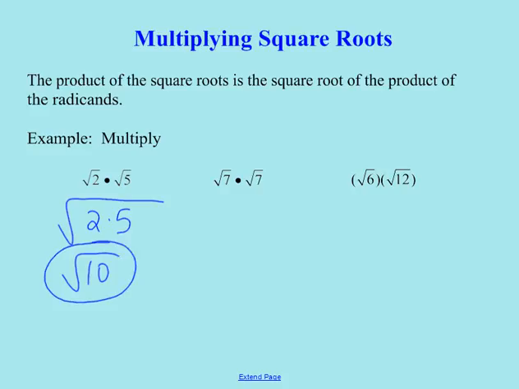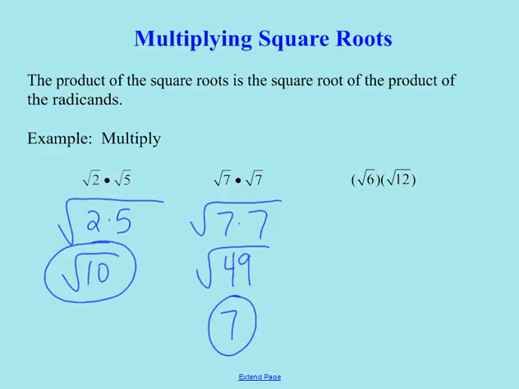Our second example, the square root of 7 times the square root of 7. So we're going to take the square root of 7 times 7. We know 7 times 7 is 49. The square root of 49, 49 is a perfect square, so the square root of 49 is just 7.